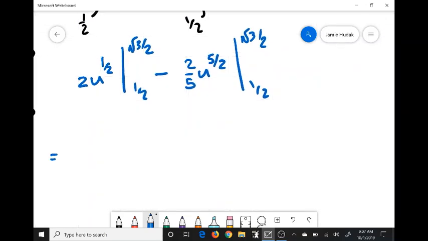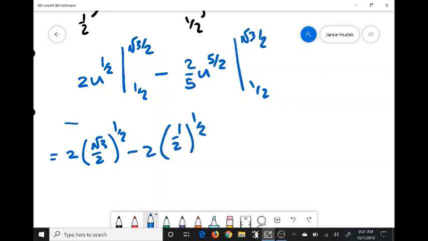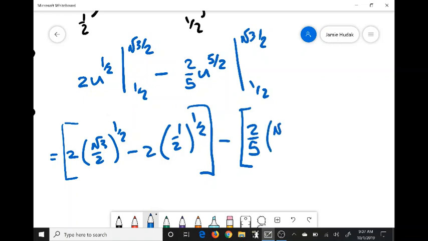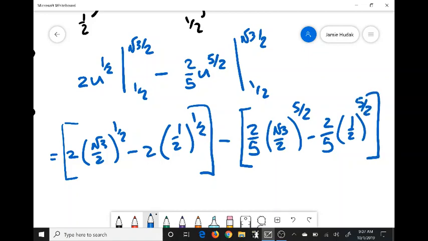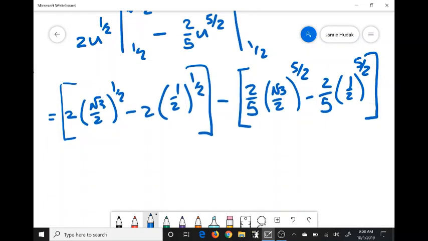And now we have 2 times root 3 over 2 to the 1/2 power minus 2 times 1/2 to the 1/2 power, minus 2/5 root 3 over 2 to the 5/2 power minus 2/5 times 1/2 to the 5/2 power. And I'll let you do the work here to simplify it, but the approximate decimal answer, if you want to check your work, is 0.239.